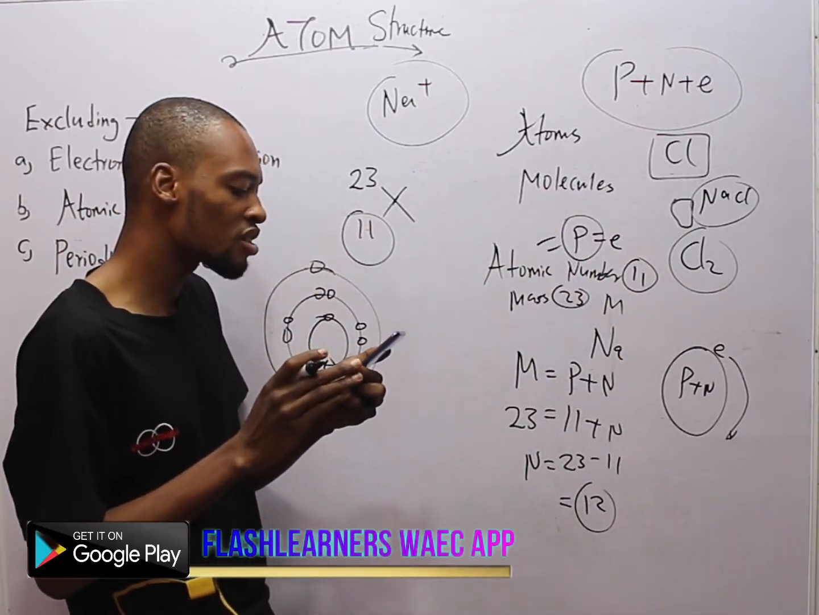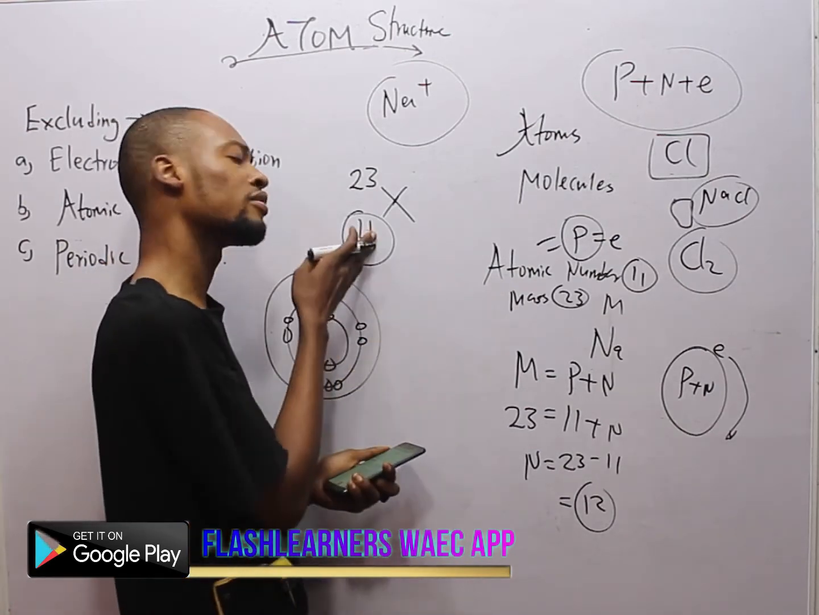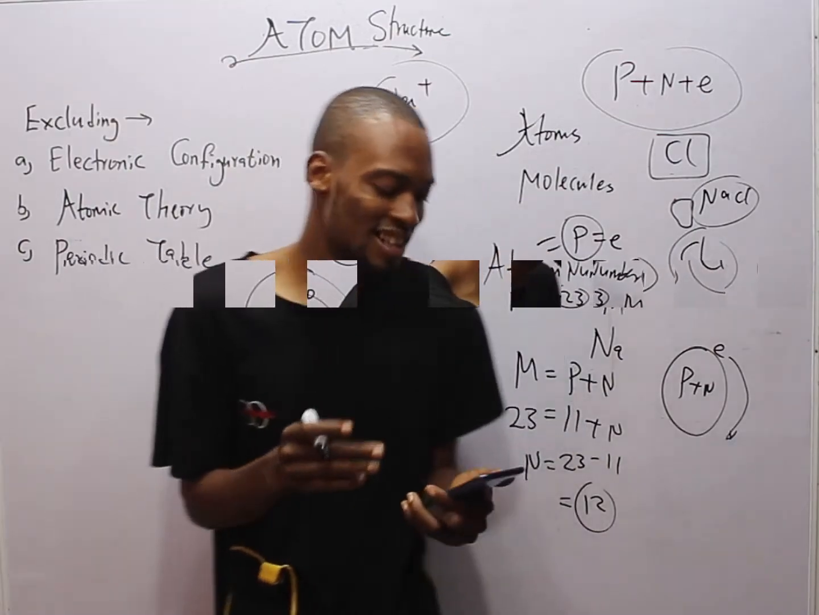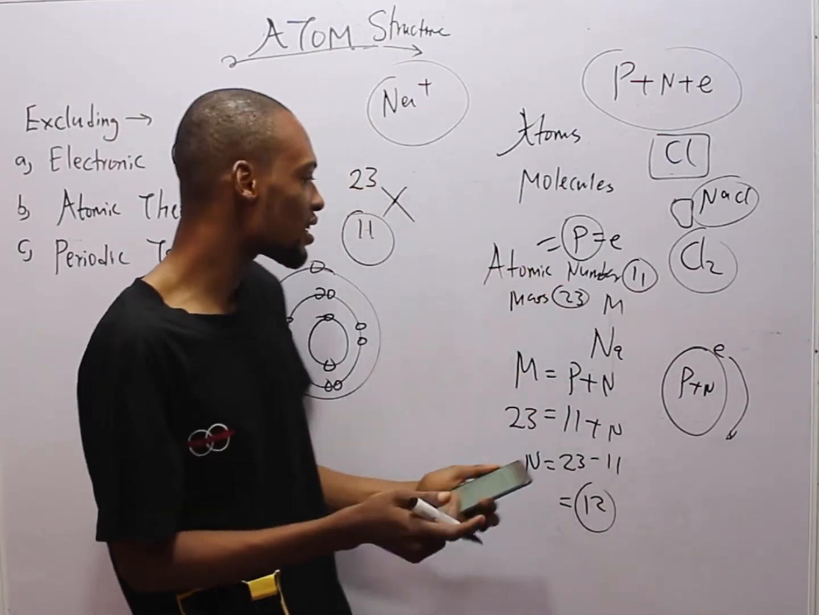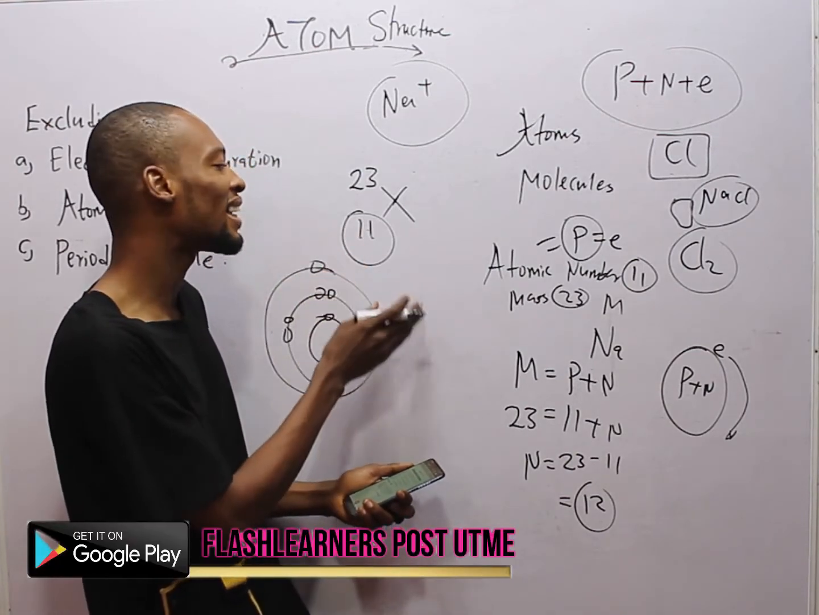C. Its atomic number is 23. No, its atomic number is 11. And D. It is an alkali metal. Yes, it is in group 1. So group 1 elements are referred to as alkali metal.